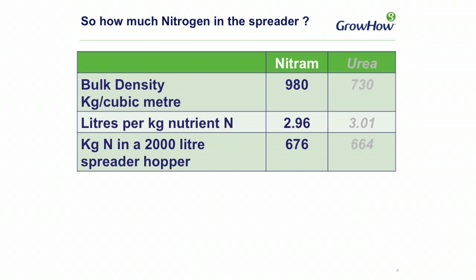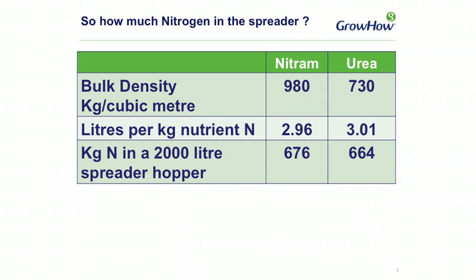And here we see a comparison between nitram and urea. Nitram with a bulk density of 980 kilograms per cubic metre, and if you do the calculation I would need 2.96 litres of product to get a kilogram of nutrient N, and if I had a 2,000 litre fertiliser hopper I'd be able to get 676 kilograms of nutrient N in that hopper.